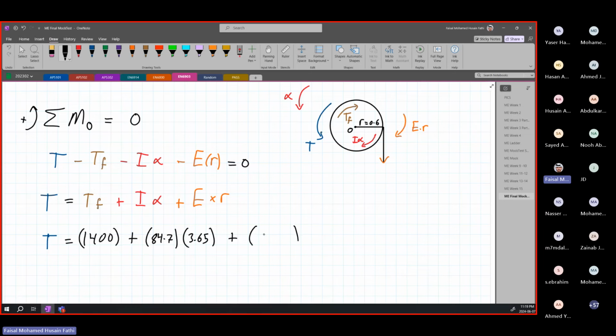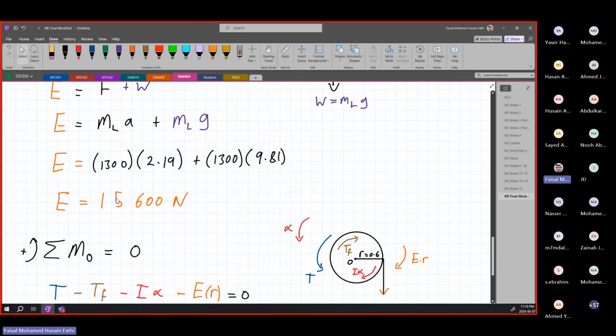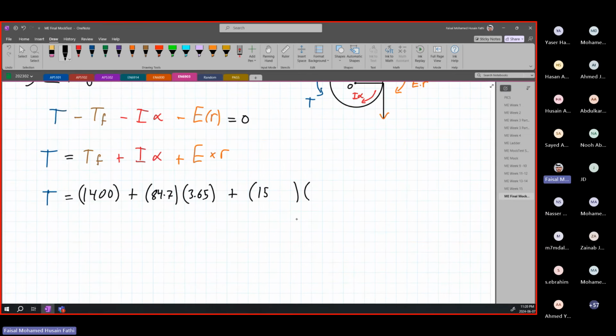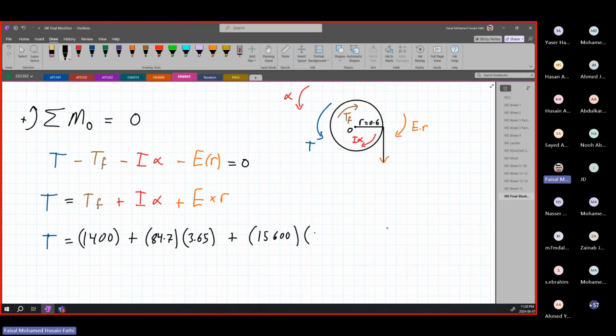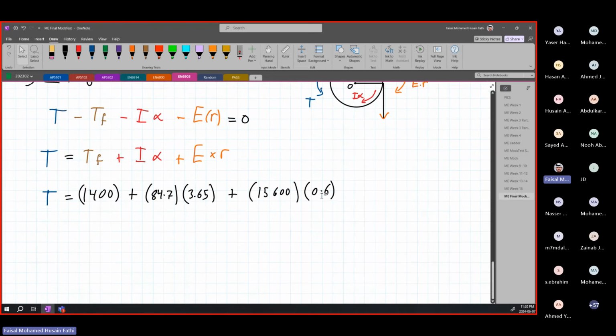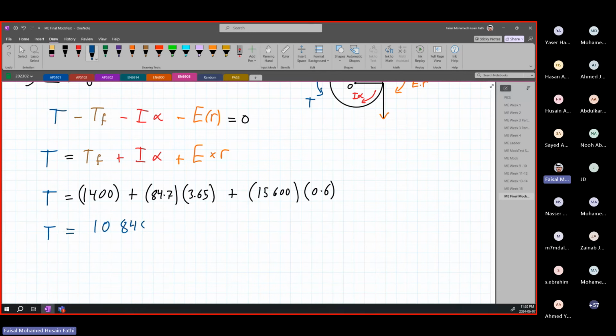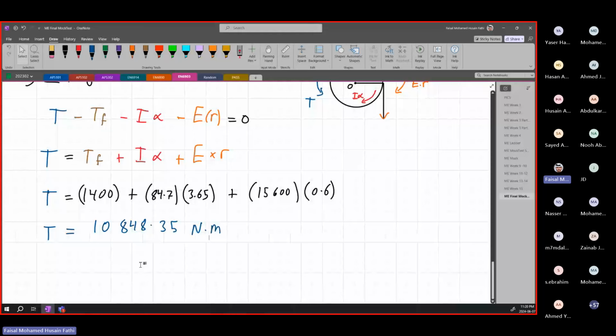We have already found our E. Our E is 15,600 newtons, times the perpendicular distance r, which is the radius, which is 0.6 meters. And now you can find your torque, T. T is equal to, you just add up all these values, and you're going to find out that your torque is going to be equal to 10848.35 Newton meter. And this is how you solve for this part of the question.